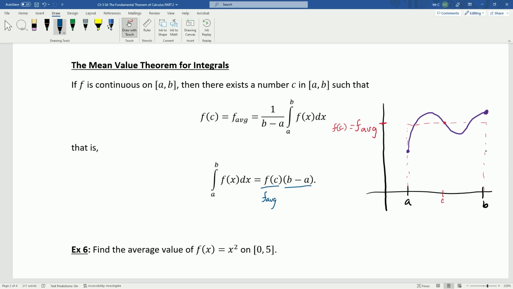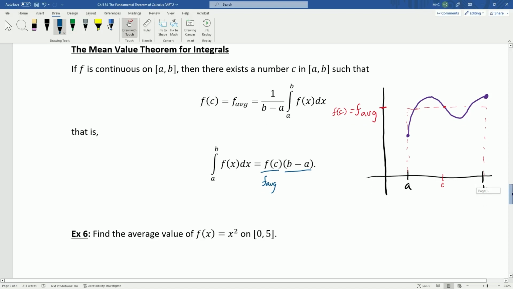And if we look at this in a picture, that's exactly what you'd expect. You take the average value of f, right? Gives you a rectangle. That rectangle should have the same area for the average as the function area under the actual function's curve.